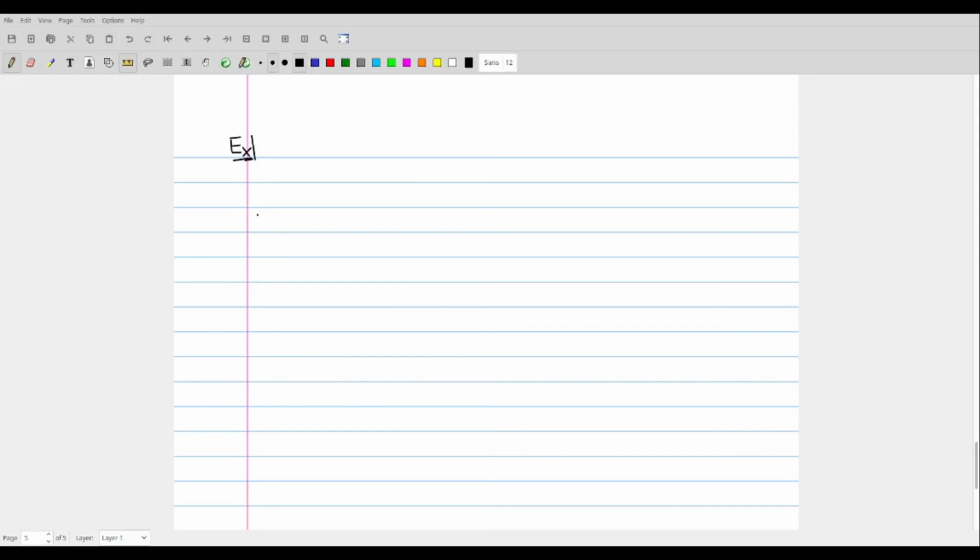Say we take the object with a mass density function of rho of x, which is 4 minus x. Now this is measured, say, in grams per meter squared.